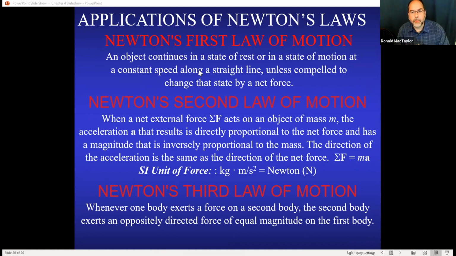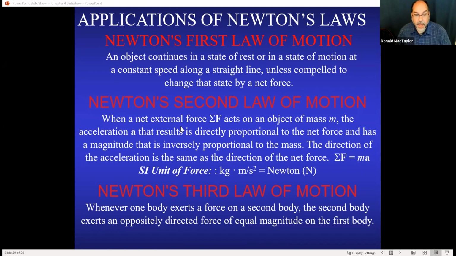I've taught this course in a number of different ways. If we were transitioning right now to the next chapter, we would be reviewing these applications of Newton's laws and then starting to use them in a bunch of ways. Right now, we'll just summarize Newton's first law of motion. An object continues in a state of rest or in a state of motion at constant speed in a straight line, unless it's compelled to change that state by virtue of a net force.